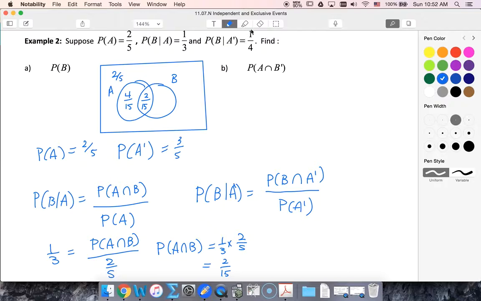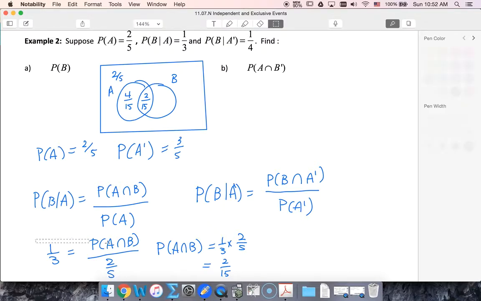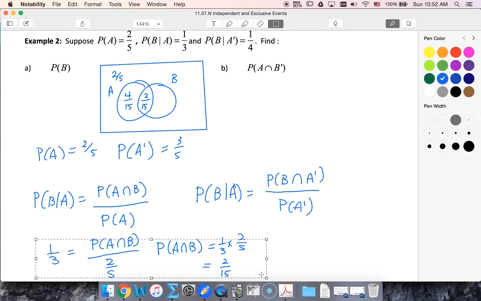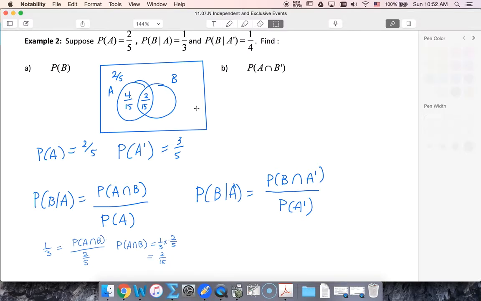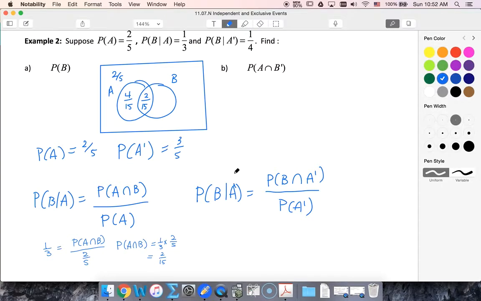So again, I'm going to fill in what I know and solve. So B given not A is 1/4 equals B intersect not A, divided by 3/5. Again, multiply the other side. B intersect not A: when I multiply on top, I'll get 3. On the bottom is 20. So over here is 3 out of 20.